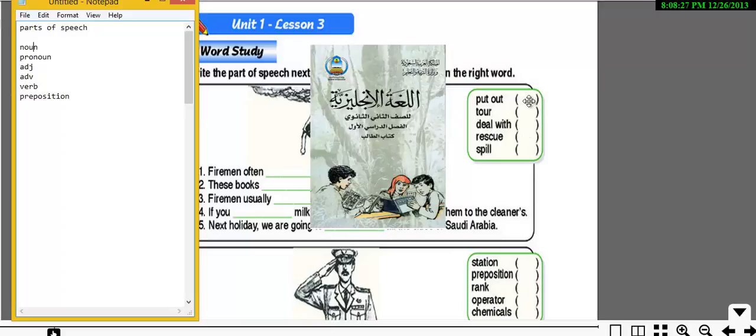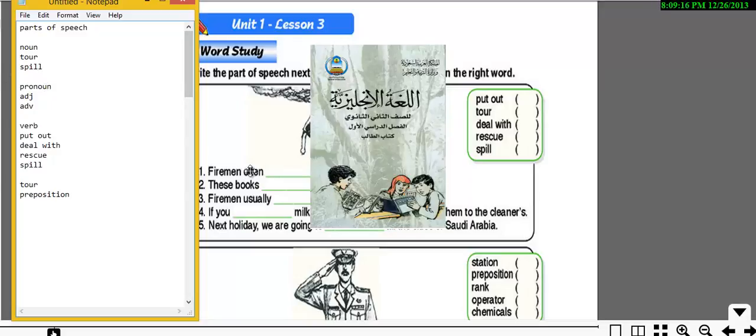Now, if you were to start with this one, put out, tour, deal with, rescue, and spill. Well, really nice. Put out is a verb, and tour can be a verb and can be a noun. It's both possibilities here. Deal with is a verb, and rescue is a verb. Spill is a verb, and you can say there is a spill as a noun too. Oopsie, my mobile is dying.